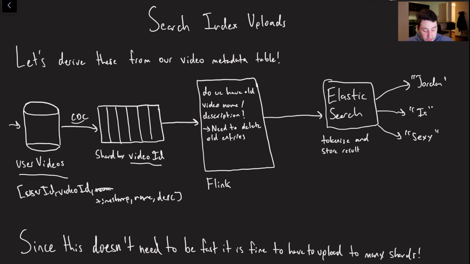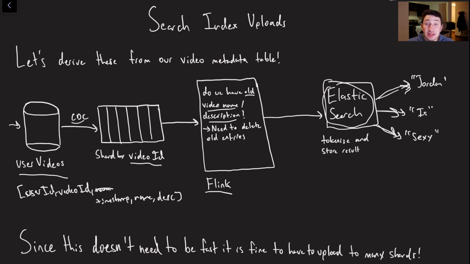And as a result of sharding by our video ID, we can ensure that the Flink instance that reads this data is actually going to have the old video name and old video description on it. And so if we know the old name and old description, then we can actually go to Elasticsearch and specifically tell it to remove that video name and description. Elasticsearch would then reach out to the proper partitions, remove them, and then also write the new ones.